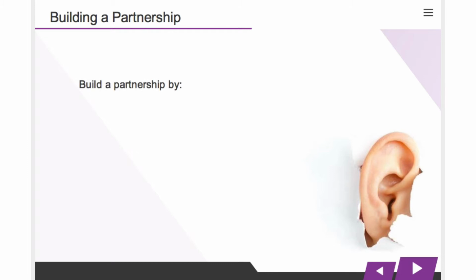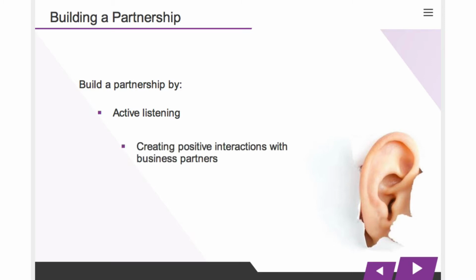Here are a few examples of how this can be done. Active listening. We'll discuss this in Module 7. Creating positive interactions with business partners. Helping business partners become self-sufficient. Responding well in difficult business partner encounters, for example, after a major IT service failure. You'll find some more examples in your study guide.